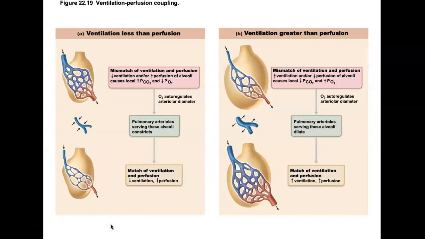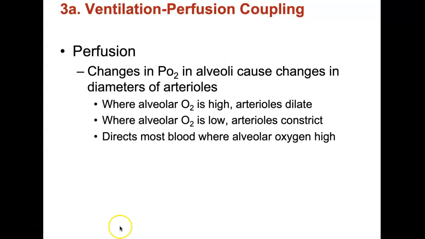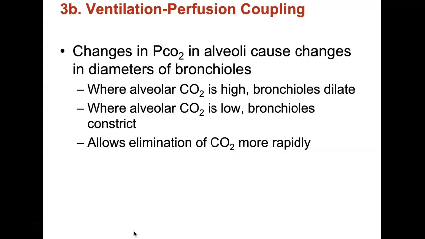When alveolar ventilation is maximal, high partial pressure of oxygen dilates pulmonary arterioles, and blood flow into the associated pulmonary capillaries increases. Notice that the autoregulatory mechanism controlling pulmonary vascular muscle is the opposite of the mechanism controlling arterioles in the systemic circulation. By changing the arteriolar diameter, whether constricting or dilating, this directs most blood where alveolar oxygen is higher.